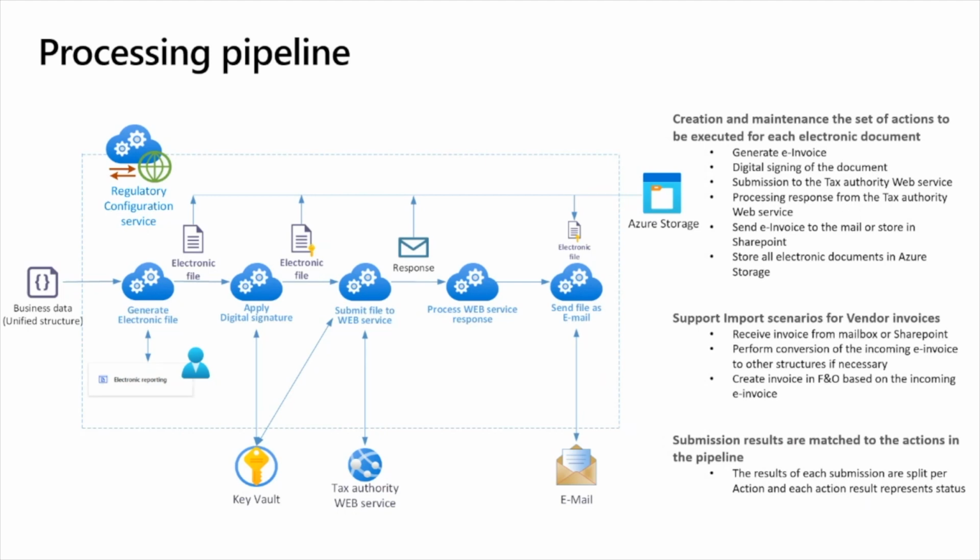We provide a predefined set of these actions, and you can play around with setting up each action's behavior and draw such a process. Quickly reviewing this one as an example, we can see that business data in a unified structure will come from F&O during submission of the document to the electronic invoicing service, or by calling the electronic invoicing service with a request to perform generation and submission of your invoice. The next step in this example is the generate electronic file action, which understands to what format the incoming data should be converted and picks the necessary latest electronic reporting format to do this transformation of the document. The resulting file is then stored to Azure storage.